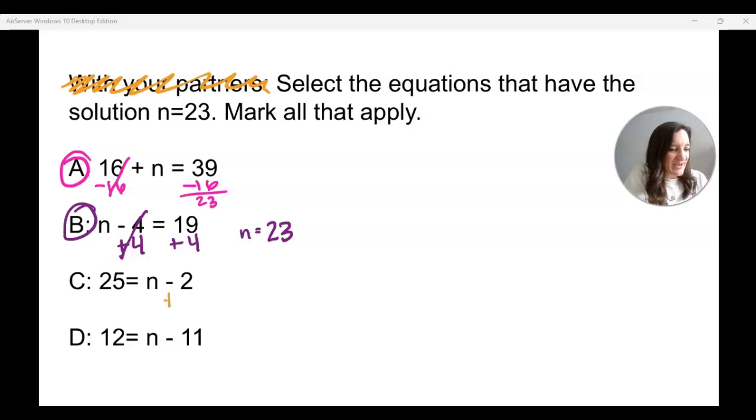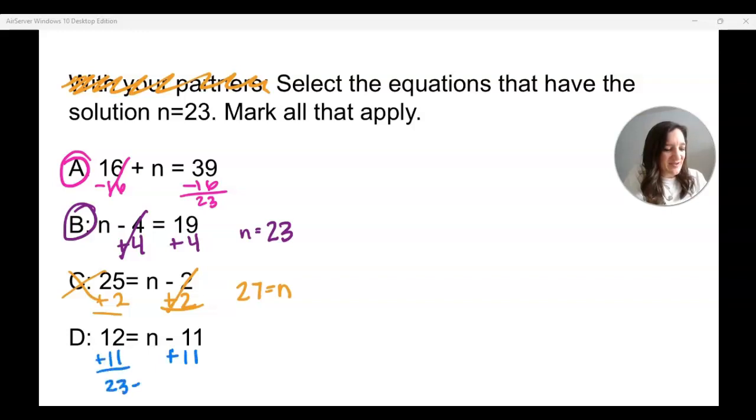This is a minus 2. So I'm going to plus 2. That leaves me, oh, that one left me with 27 equals n. So not C. And then this is a minus 11, so I'm going to add 11. And that gives me 23 equals n as well. So there's 3 of them that are correct.